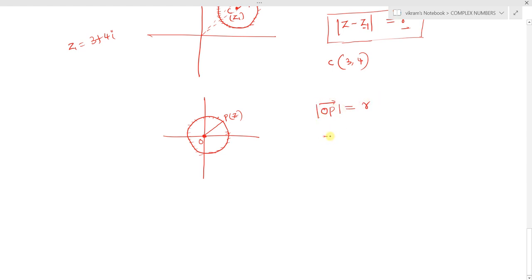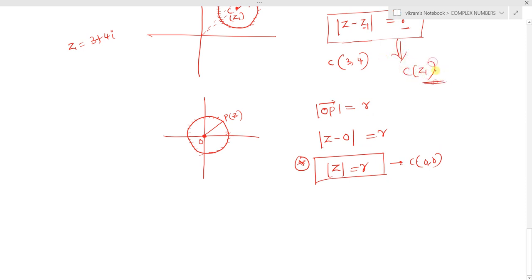Then we can write z minus origin. The origin is 0 here, the center is (0, 0). Then we can write mod z equals r, which represents the equation of a circle having the center as origin, whereas mod of z minus z1 equals r represents the equation of a circle having the center as z1.